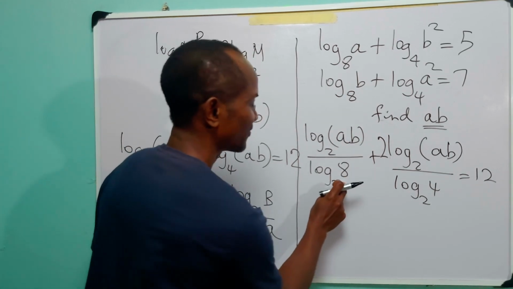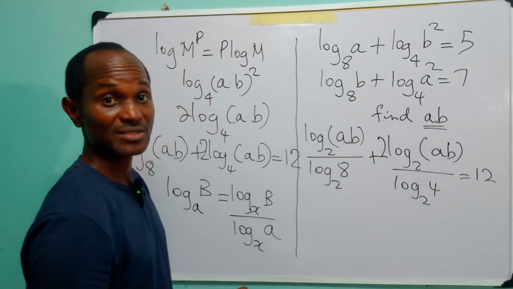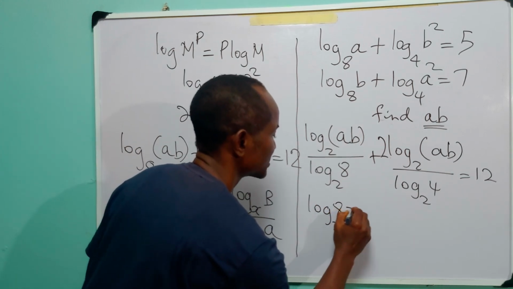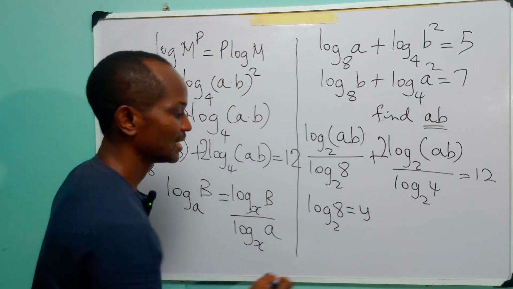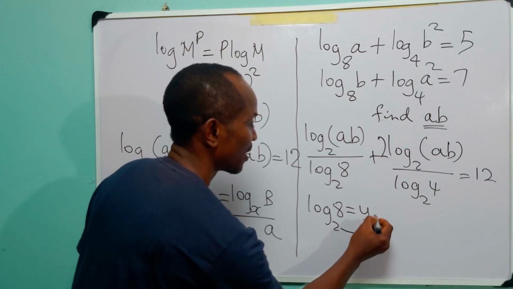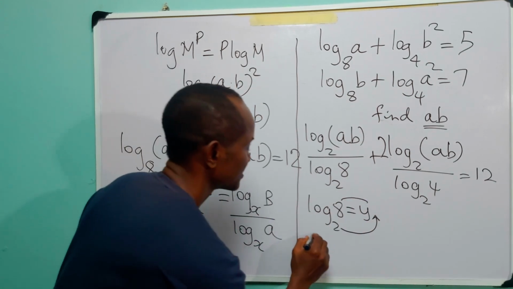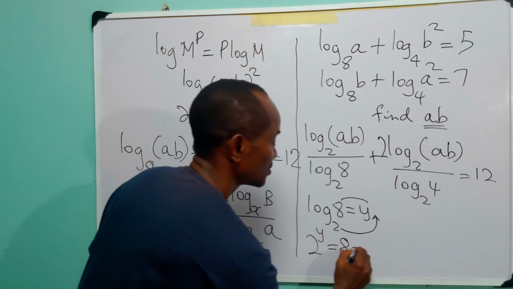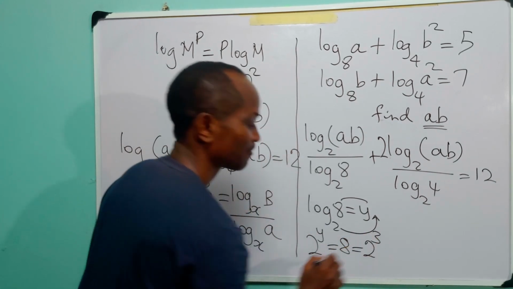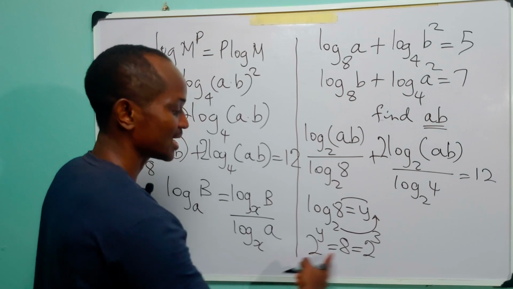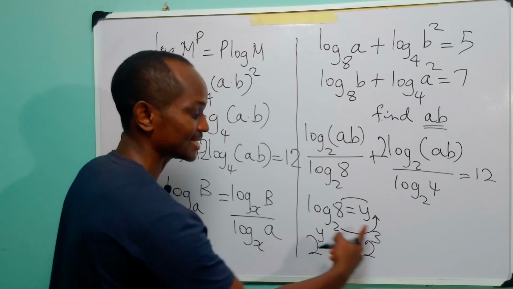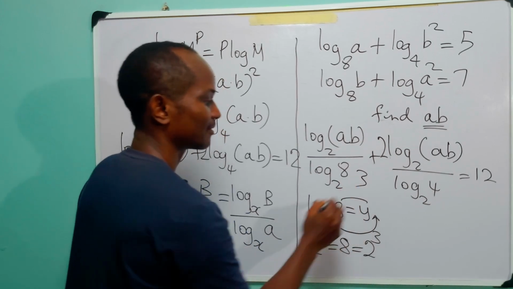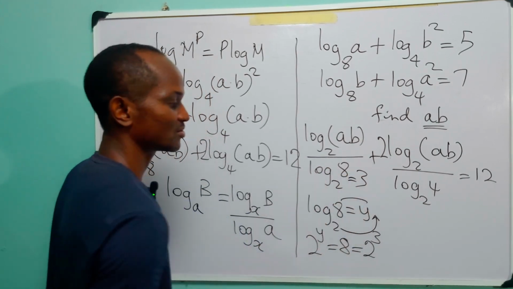Now, we can simplify this quantity and we can simplify this quantity because we know that if log to base 2 of 8 is equal to y, then 2 raised to power y is equal to 8. And of course, we know that 8 is 2 raised to power 3. So since we have 2 here and we have 2 here, that means y is equal to 3. So we can replace this whole quantity by 3.